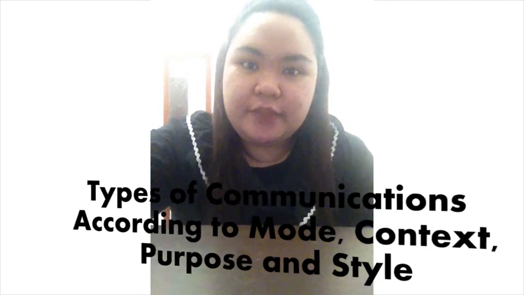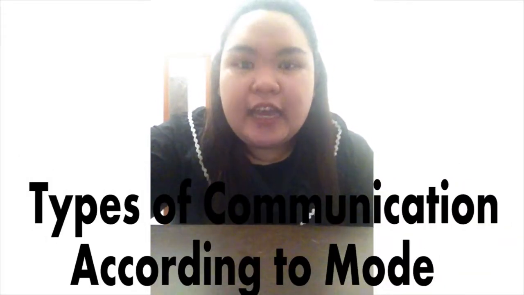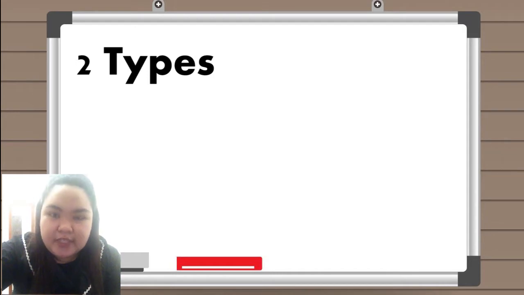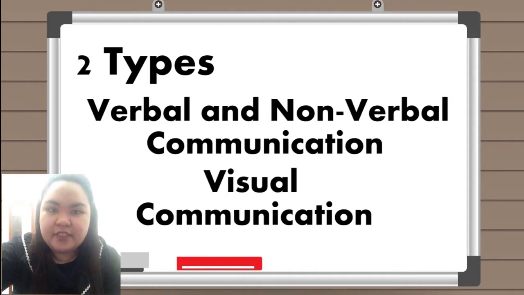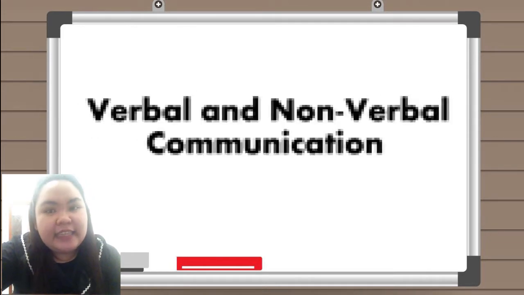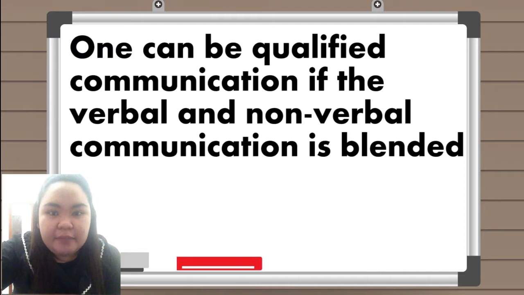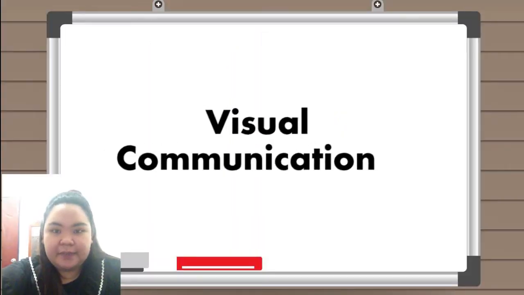My report is all about types of communication according to mode, context, purpose, and style. The type according to mode has two types, which are verbal and nonverbal communication, and visual communication. In nonverbal and verbal communication, it says here that one can be called effective communication if verbal and nonverbal communication are blended.